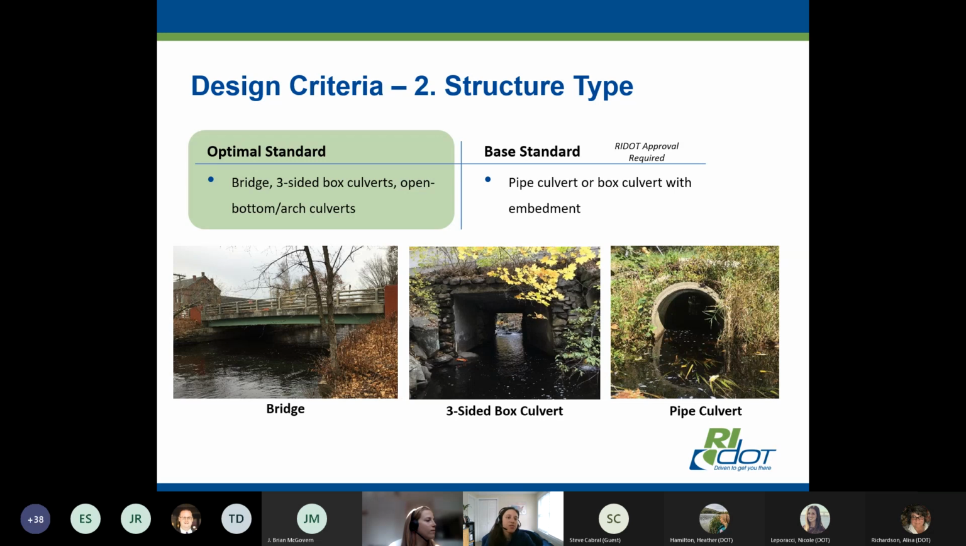Second design criteria is the structure type. So the optimal standard essentially is any crossing that does not have a bottom. So a bridge, three-sided box culvert, open bottom arch culverts. So that way your stream is not being inhibited from a vertical perspective. Base standard with RIDOT approval is a pipe culvert, a box culvert, anything that's closed on the bottom, and that's with embedment as well. And we have another embedment standard that I'll go over for criteria.